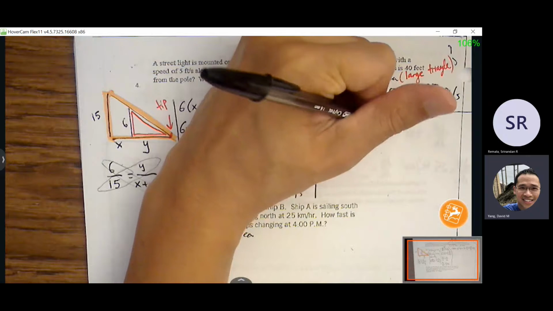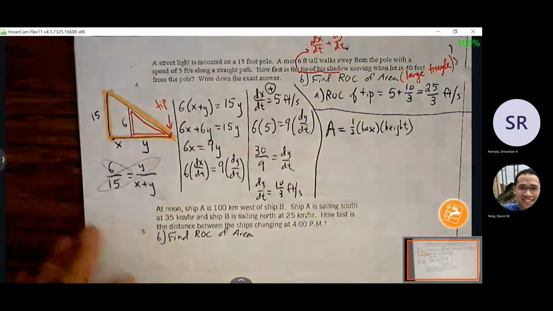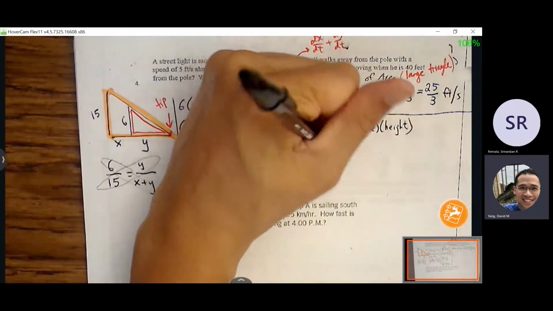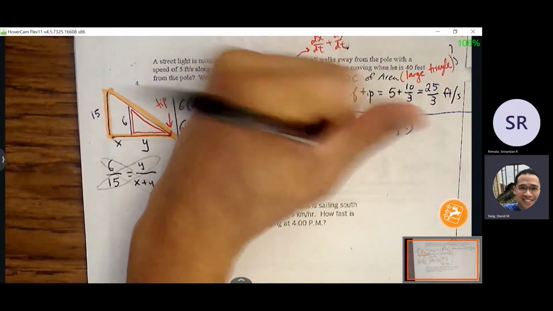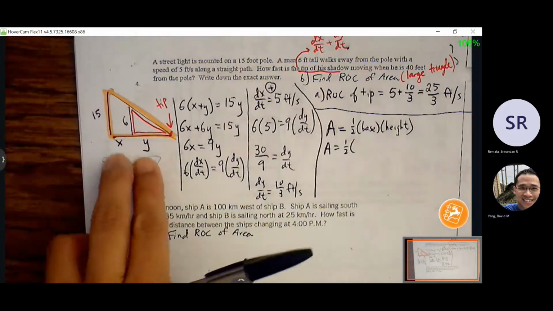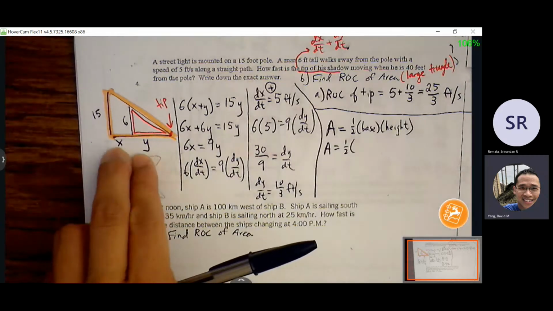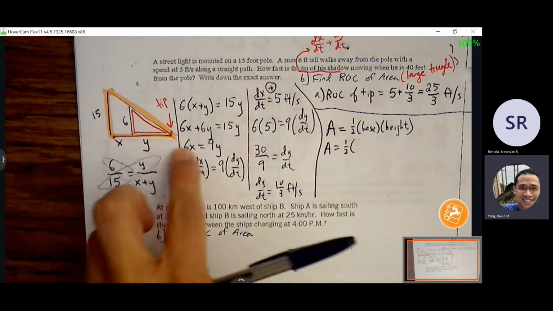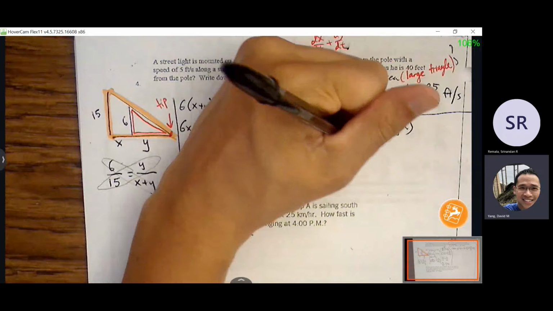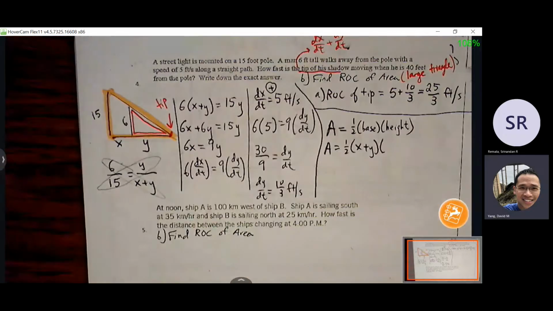But can we just say it's 1/2 x times y? Is that the way that this one is set up? Okay, so what would represent the base? X plus y. We don't want to say x times y, right? Because that's not quite the full length. It's x plus y. Okay. What's the height?